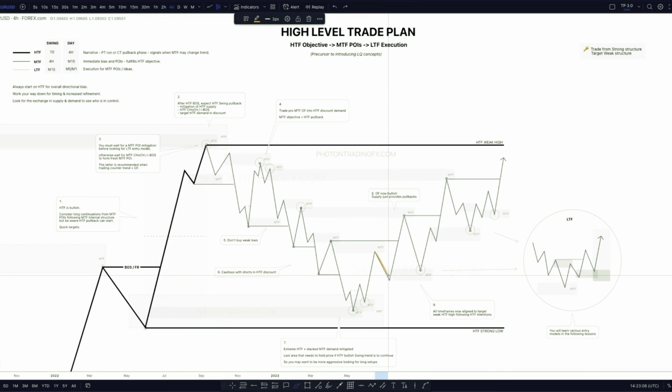So let's say we're patient, we leave it and we see what happens. Price then confirms that the M15 has now shifted bullish, okay? So this becomes now our new strong M15 low and we can draw that across and then this becomes our M15 high. So now what is our immediate bias?